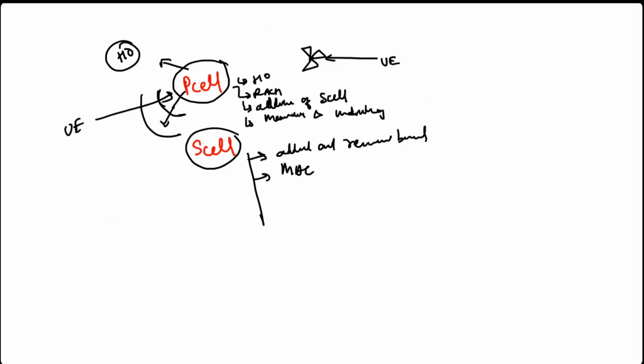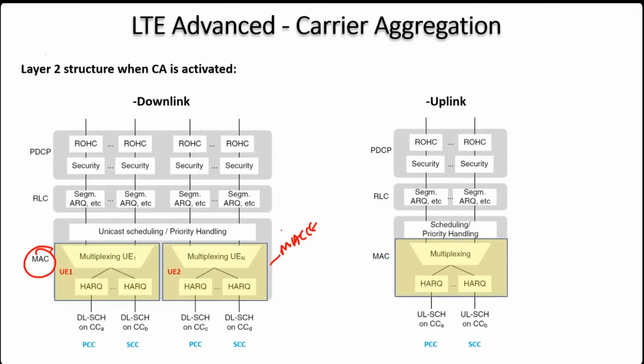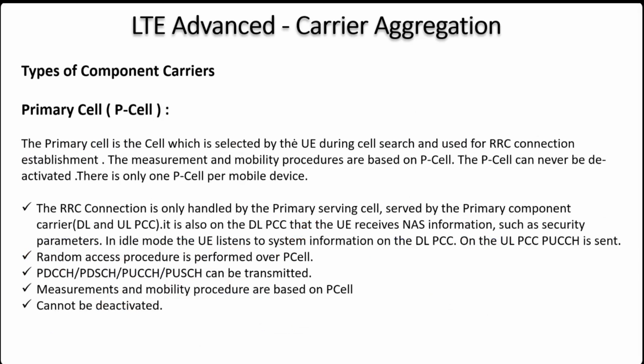Clear to everyone? Yeah. You can see, you can read it. The P cell is the cell selected by the UE during the cell search used by the RF signal system. The measurement and the mobility procedure are based on the P cell. There can be only one P cell per device. RACH procedure, PDCCH, PDSCH, PUSCH transmission, measurement and mobility. Always understand that the P cell cannot be deactivated until and unless it is changed after a handover.